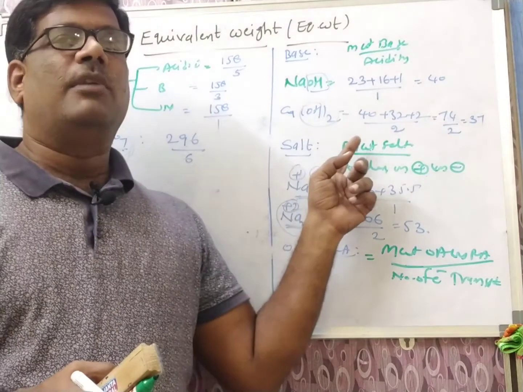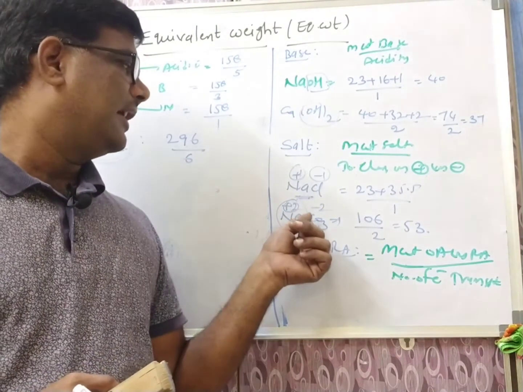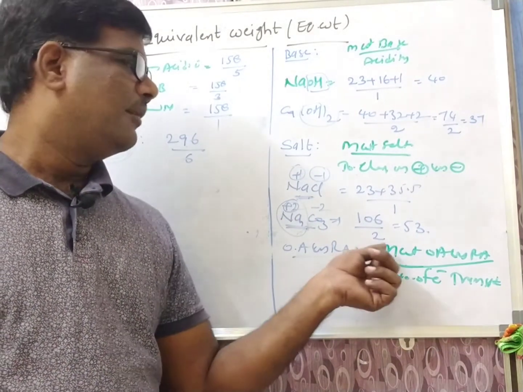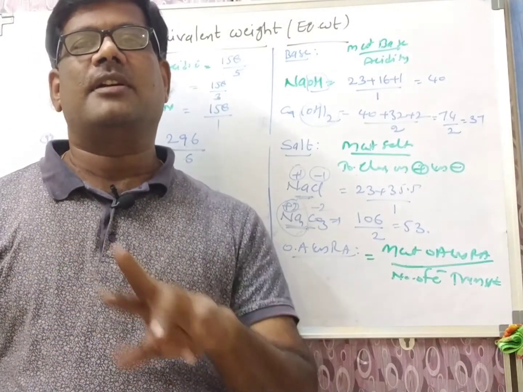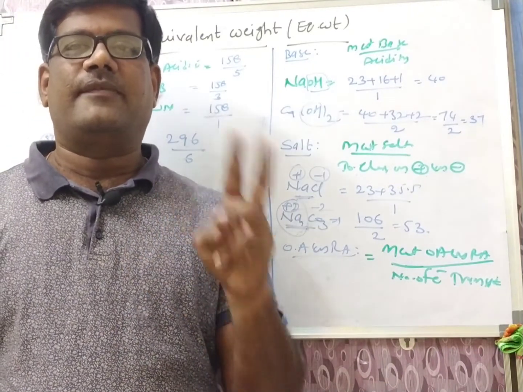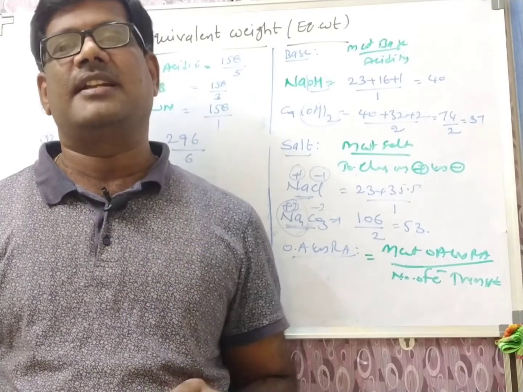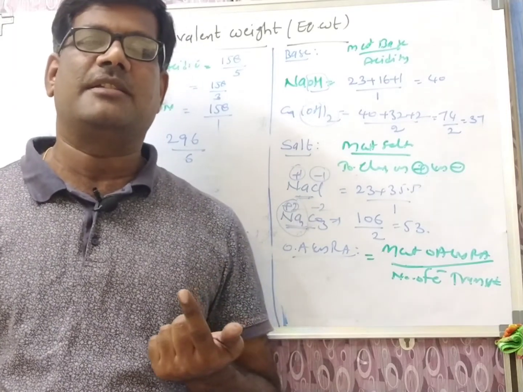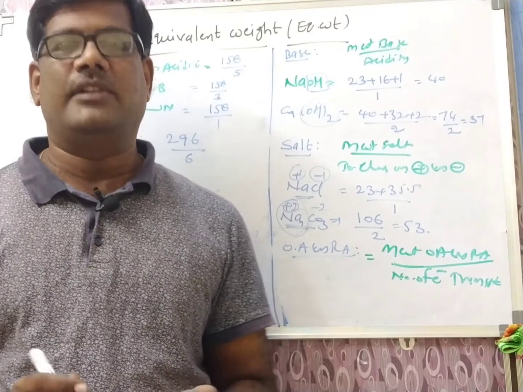For the salt, molecular weight of the salt by total charge on the cation or anion. And the equivalent weight of the oxidizing agent or reducing agent is the molecular weight of the oxidizing agent or reducing agent divided by the number of electrons transferred. In case of KMnO4, the equivalent weights are different based on the condition. Whenever it takes place in acidic media, 5 electrons are transferred. Same reaction, same KMnO4, when carried out in basic media, the number of electrons transferred is only 3. In neutral media, the number of electrons transferred is 1.